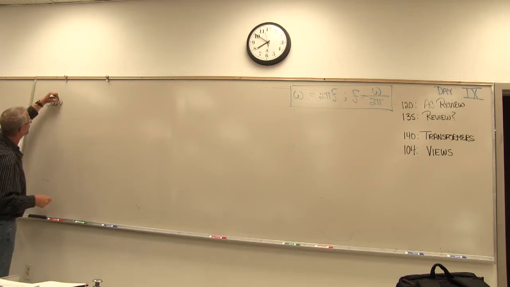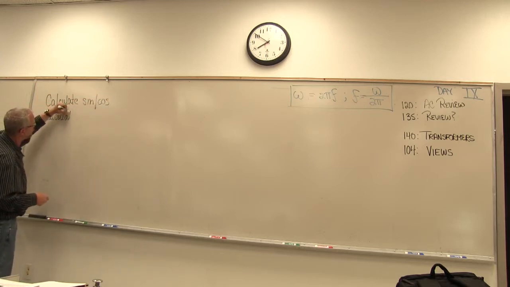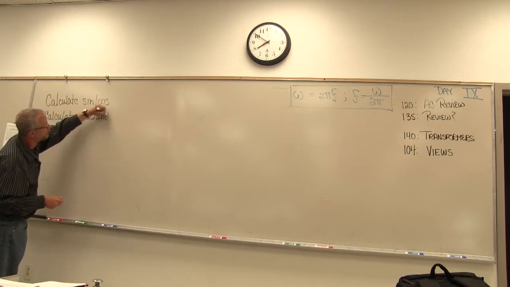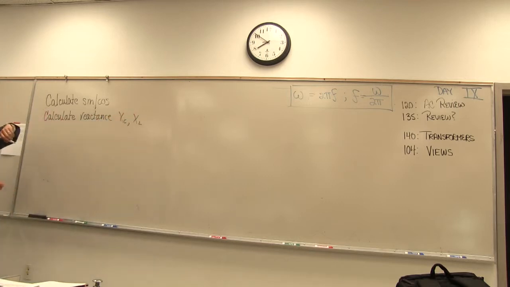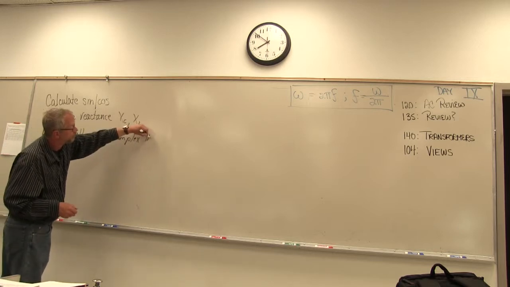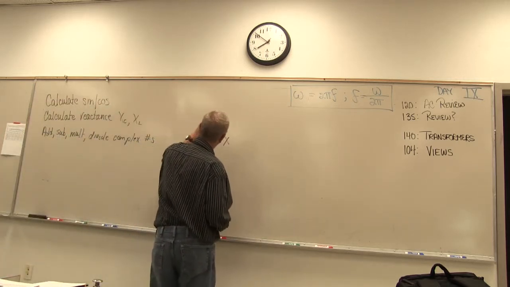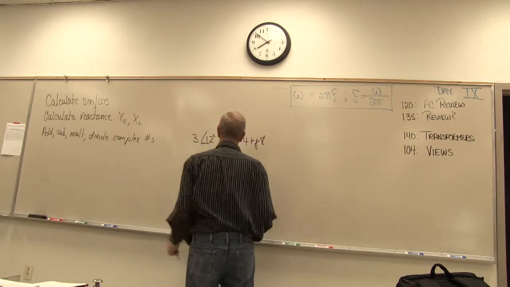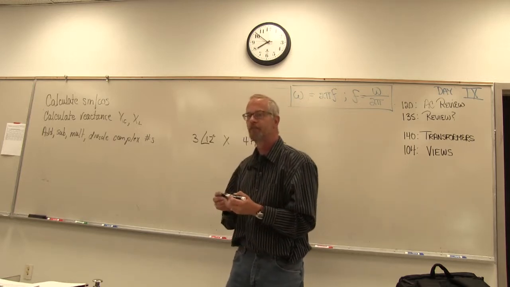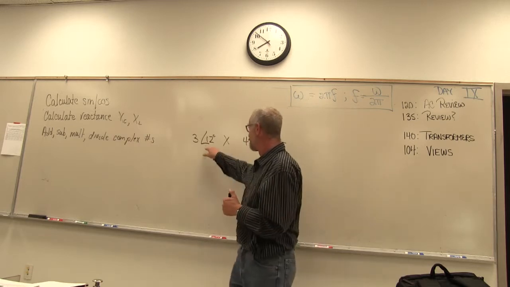Calculate sines and cosines. Reactance is X sub C and X sub L. What else? Add, subtract, multiply, divide complex numbers. Okay, we're talking about something like 3 at an angle of 12 times 4 plus j8. Because it's multiplication, it's got to go to polar. So we'd have to convert that to polar, do our multiplication, and then you can give me the answer.